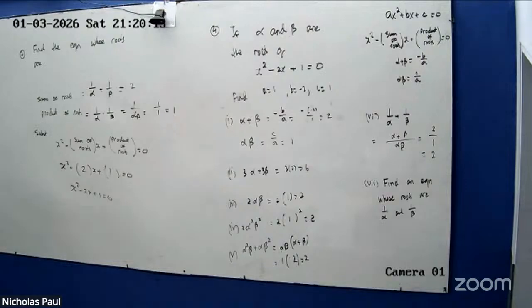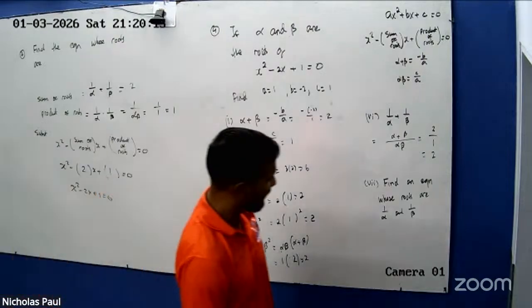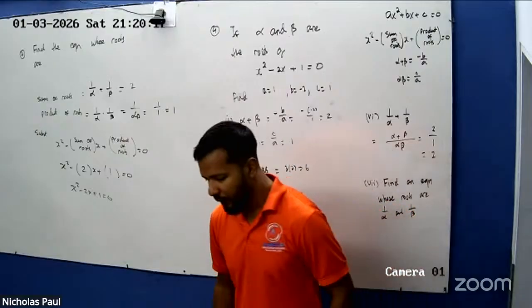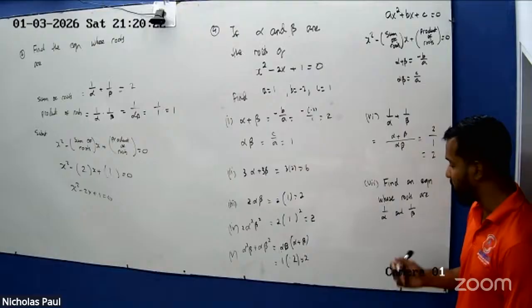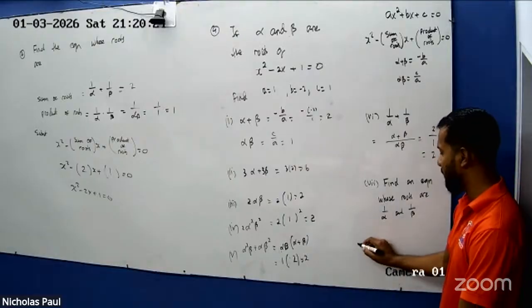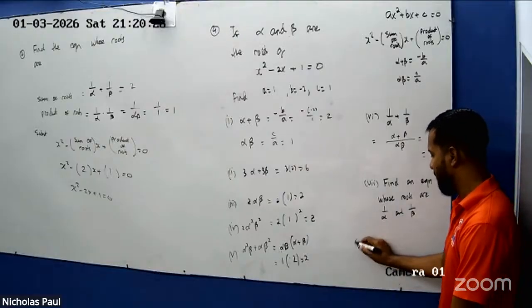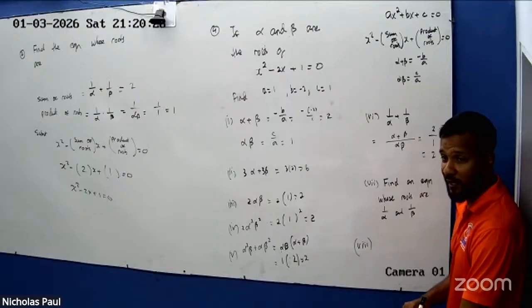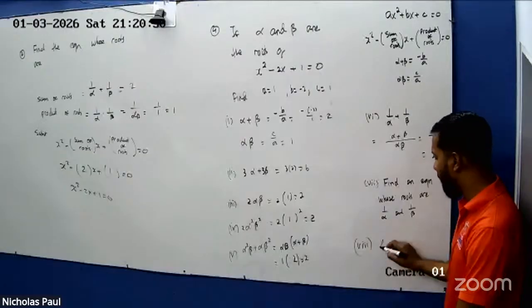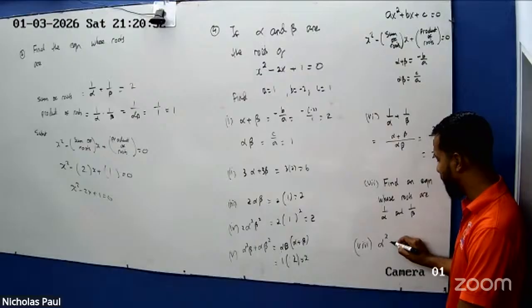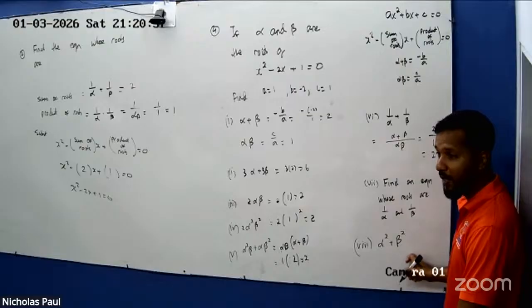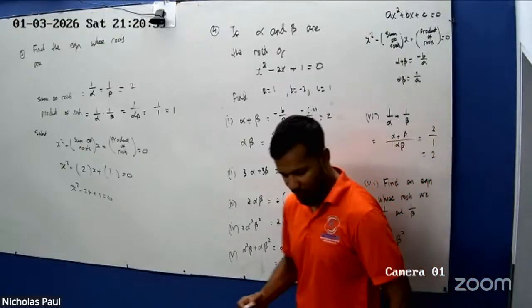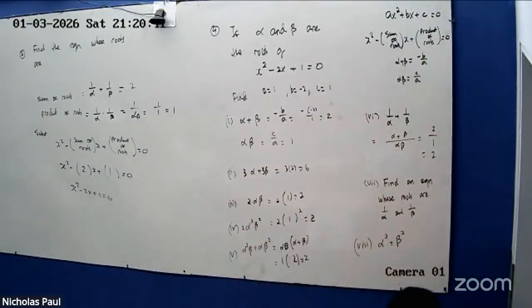Now find the variables. I would like you to figure out, without looking in your book, I just want a value. I would like a value for alpha squared plus beta squared. How are we getting that?